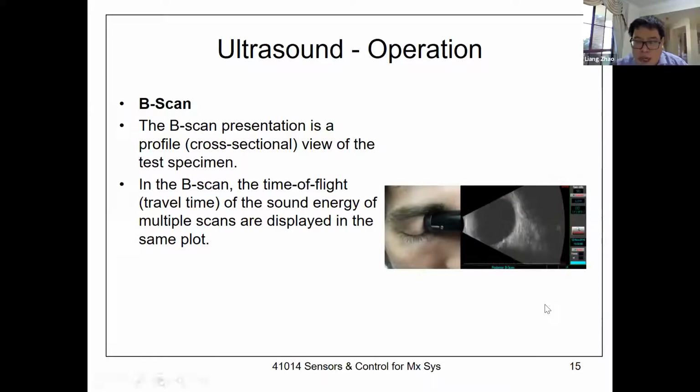And now we have 3D ultrasound already. If you remember, I mentioned the heart ultrasound in the second lecture, and that is the 3D ultrasound as well, putting these A scans together.